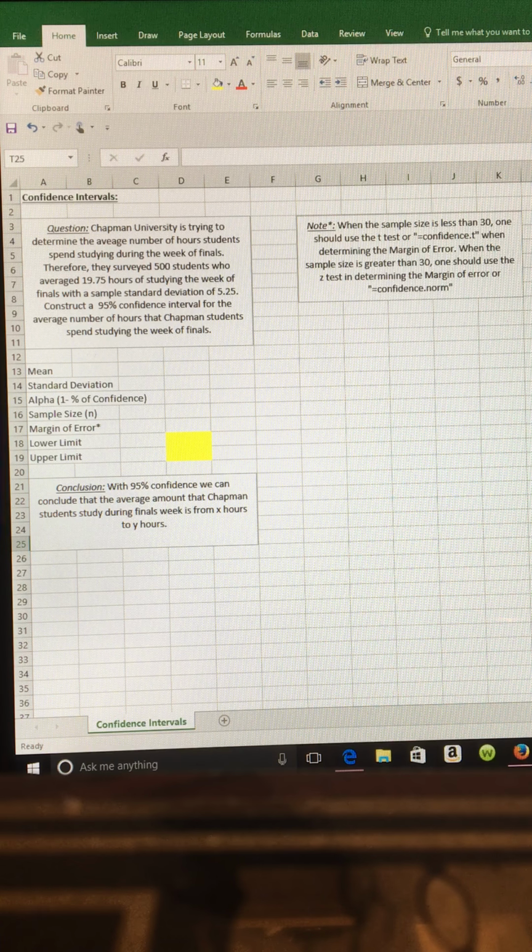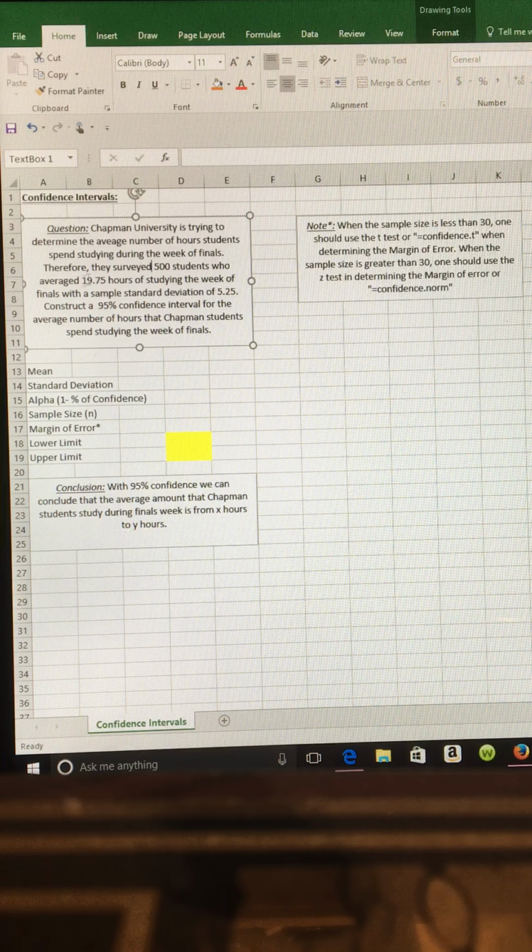So when doing confidence interval problems, you need 4 variables. You need the mean, the standard deviation, the alpha value, which is 1 minus the percent of confidence that you're looking for, and the sample size.